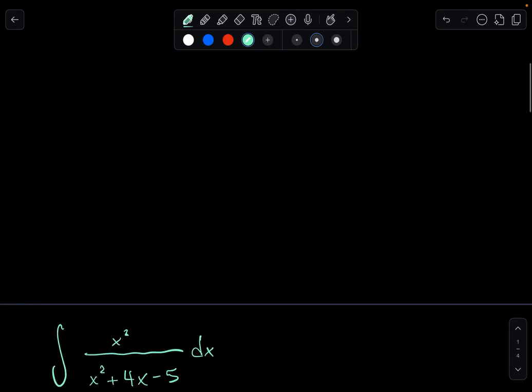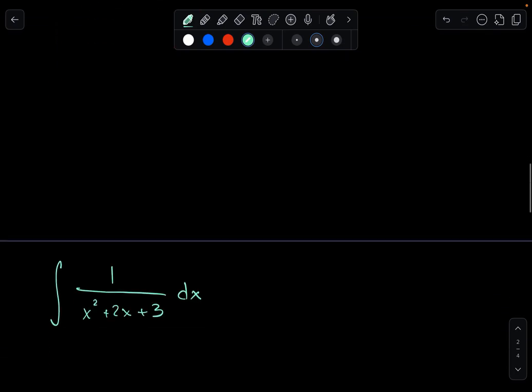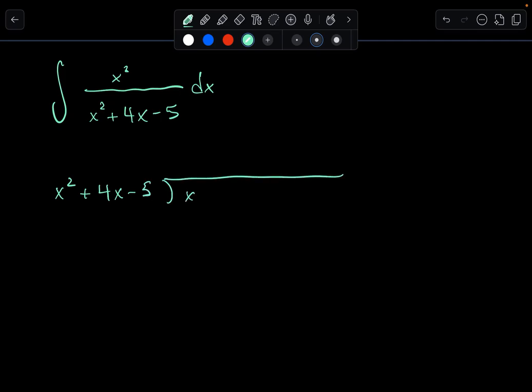Next example, and we'll go do a third one in a moment, but next example, what are we going to have to do here? If you remember from the last video, since the denominator and numerator have the same degree, we're going to have to use long division, right? So we're going to have to divide x squared plus 4x minus 5 into x squared and add some missing terms, placeholders for missing terms, right?